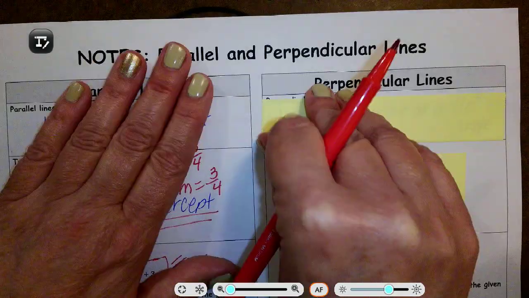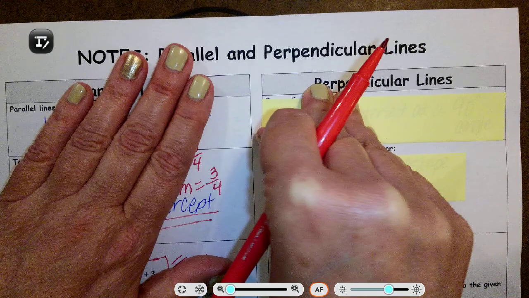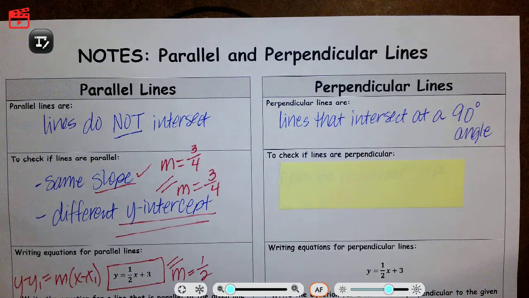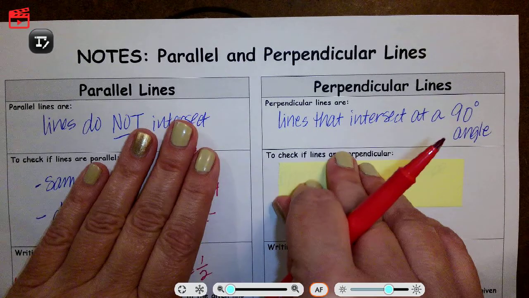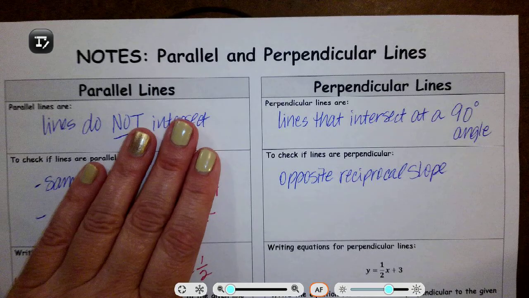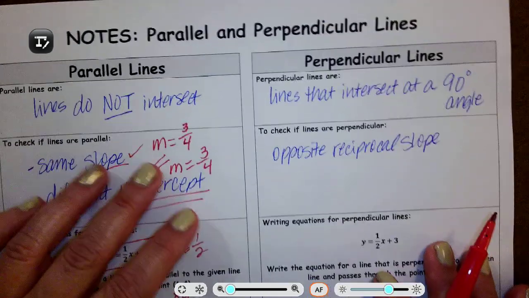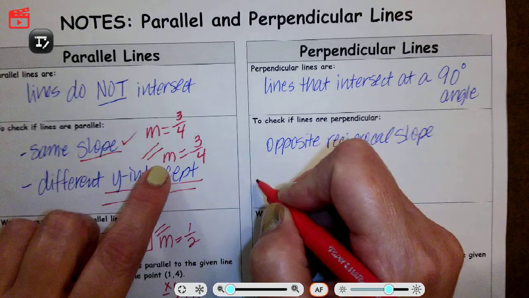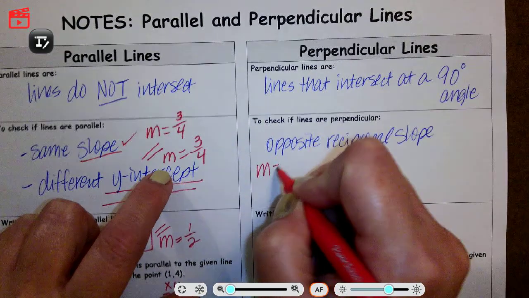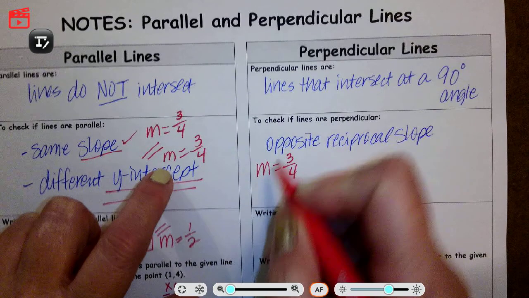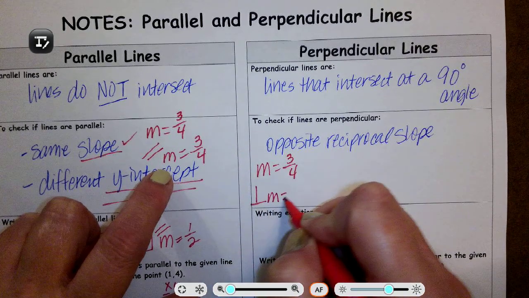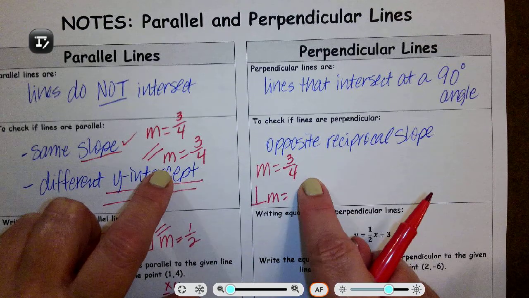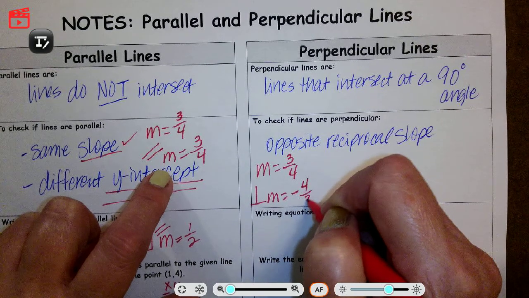All right, so perpendicular, we know it's a little different. Lines that intersect and make that 90-degree angle. And they do have a relationship with their slopes that are opposite reciprocals. So, for instance, let's say I gave you, like we did over here, I said the slope was 3/4. And I said, hey, what is the perpendicular slope going to be? Opposite reciprocal. So I'm going to flip it and reverse the sign. So it would be negative 4/3.